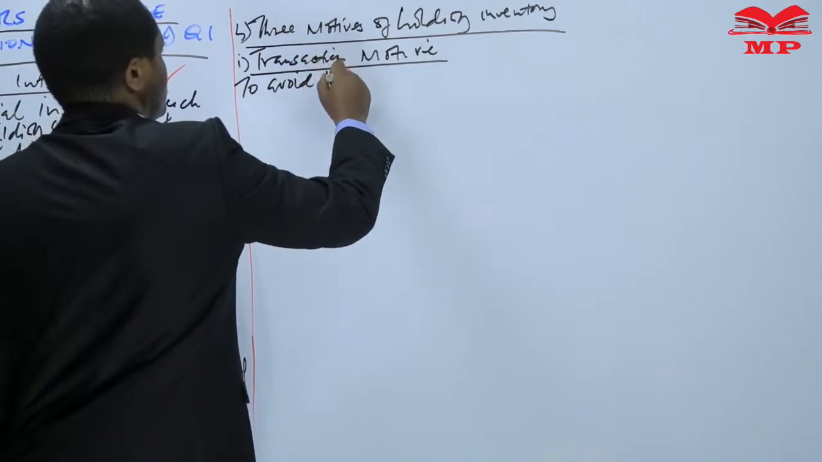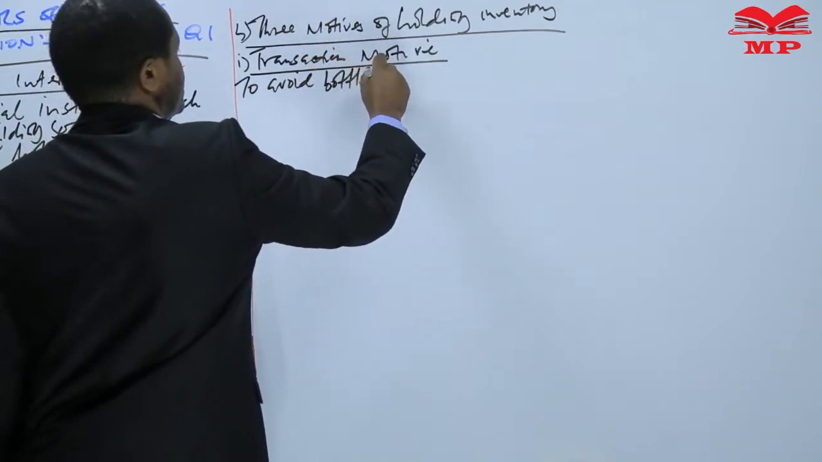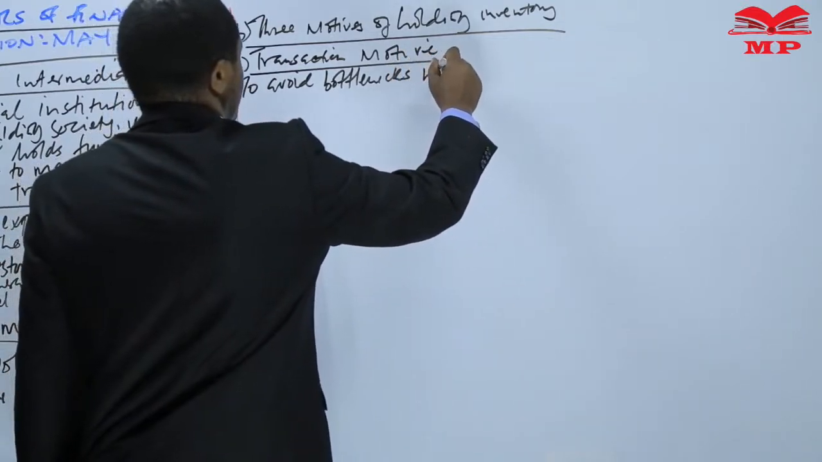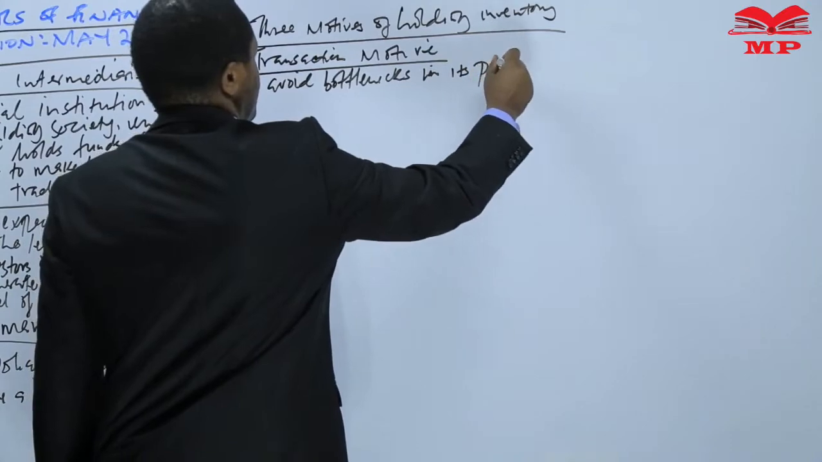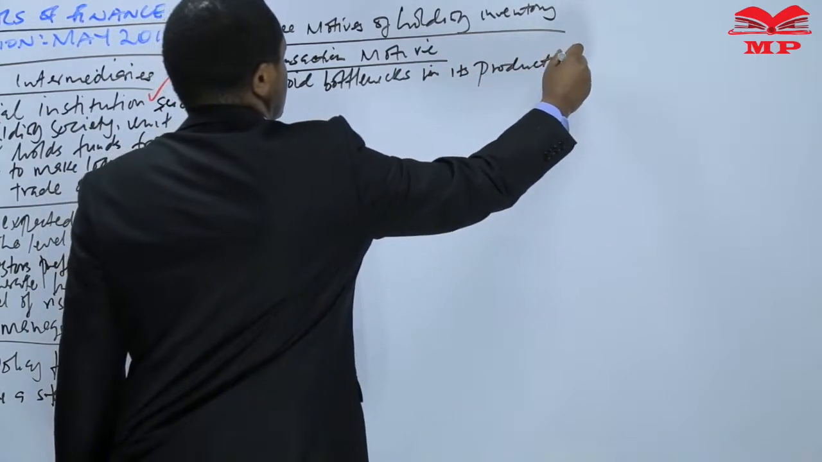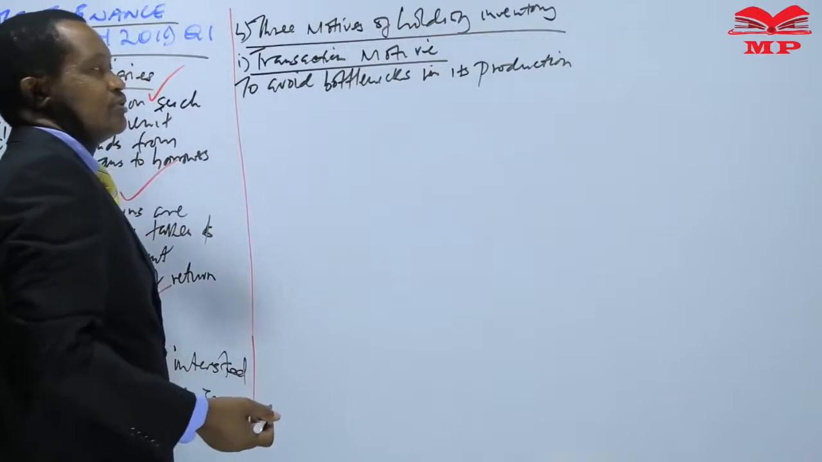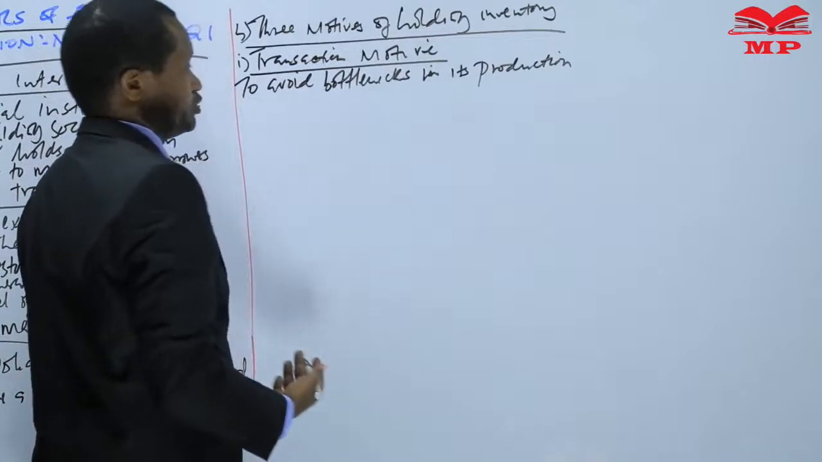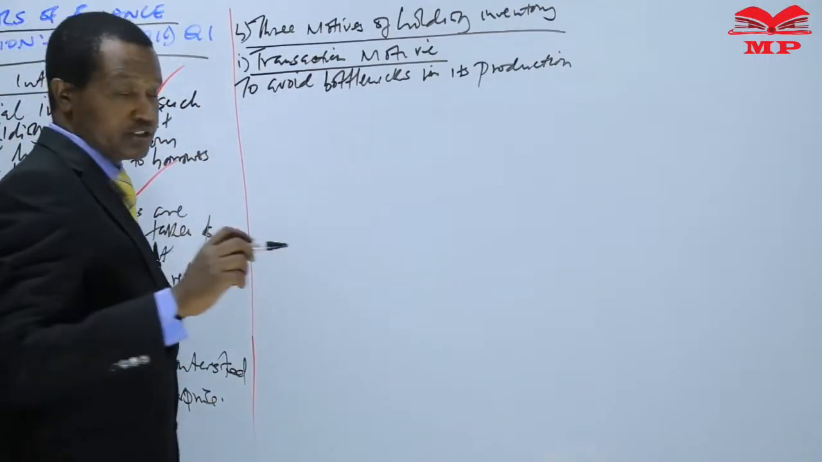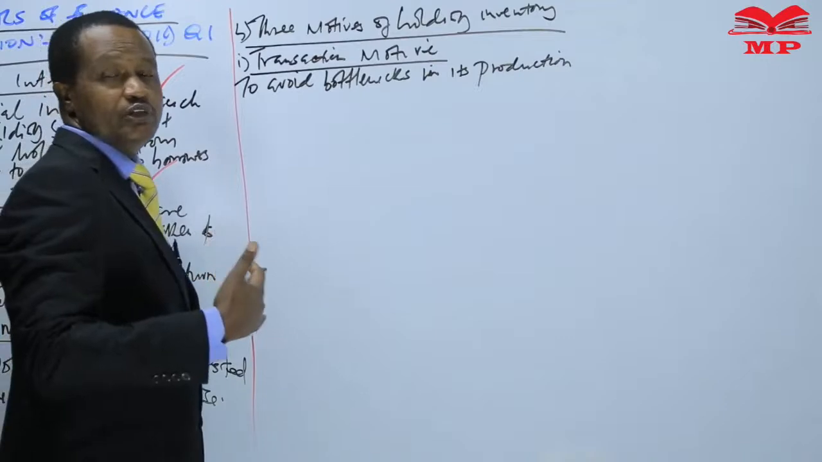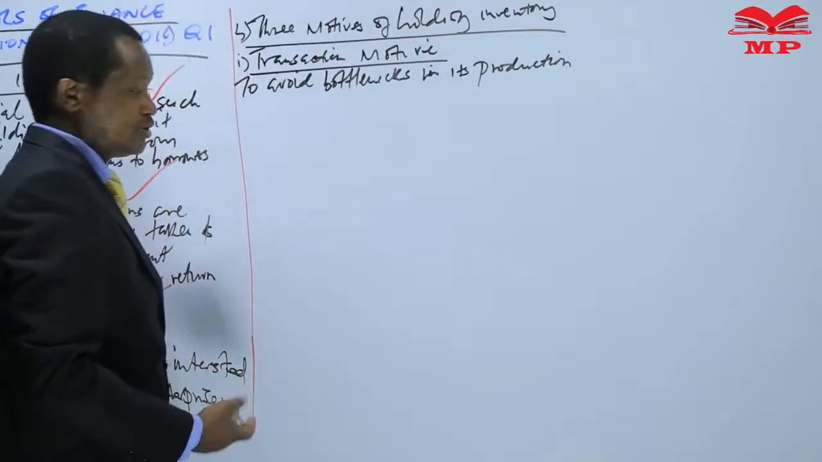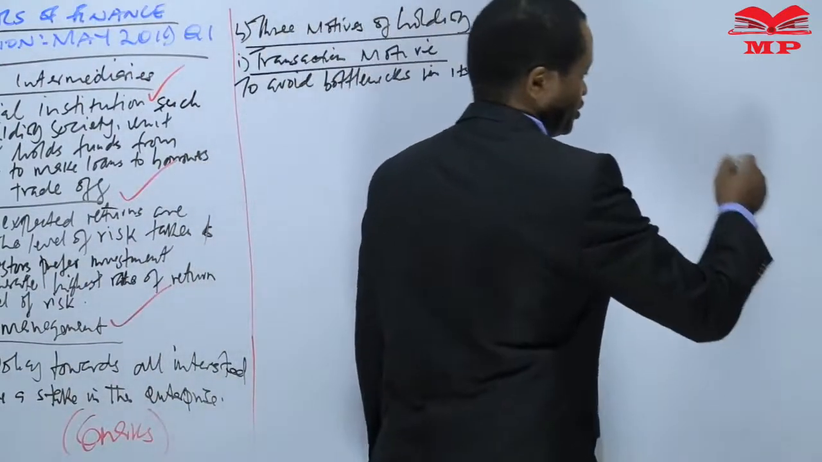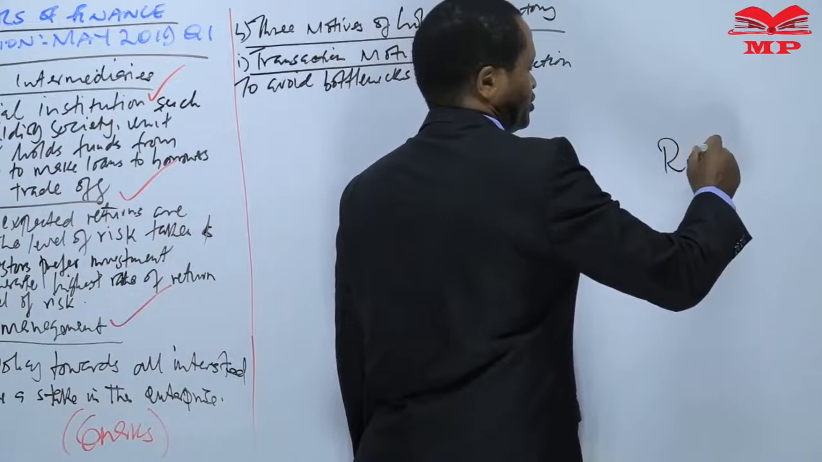to avoid what we call bottlenecks in its production. These are unnecessary stoppages. If you want to have continuous production of products or goods, then you need to have continuous supply of raw materials, because you cannot produce finished goods unless you have raw materials.